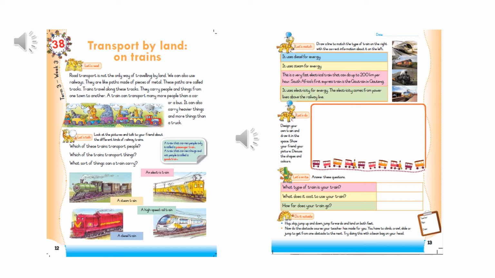A train that carries people only is called a passenger train. A train that carries things and not people is called a goods train. So in other words, they take supplies like food or bricks or cement or furniture or lots of other different things. Right, there you've got a steam train, an electric train, a high-speed rail train, and a diesel train.